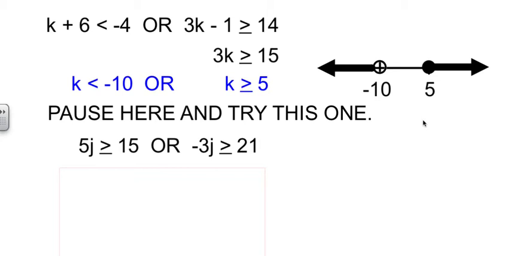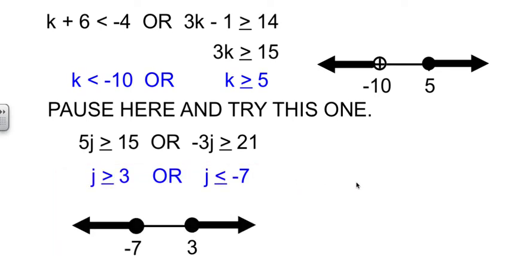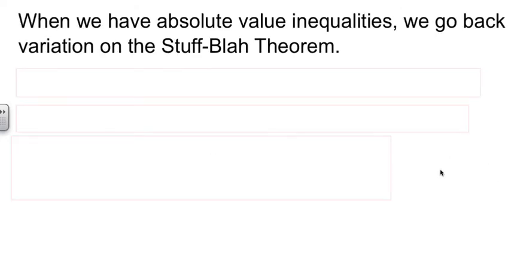So again, let's pause here and you try this one out. Come back, check your answer. A little division on both cases. In the second one, we had to flip the sign because it was dividing by negative 3. Filled in both circles because it's equal to, and again, they point opposite directions, which is what we expected. So that's compound inequalities.